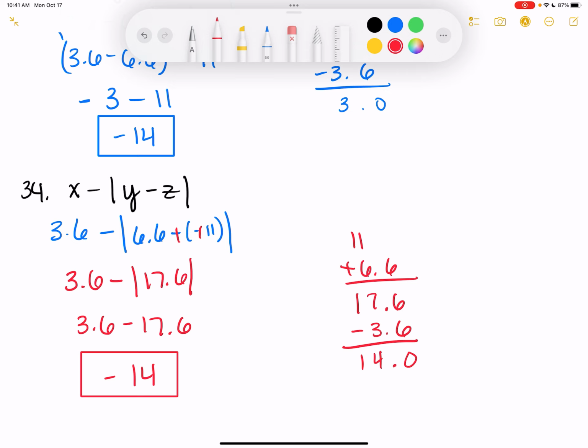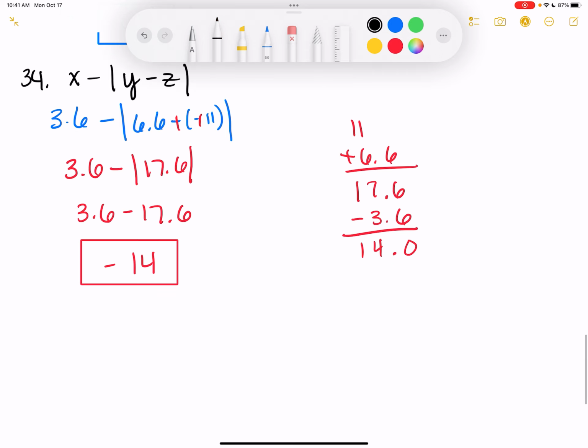All right, this last one I'm going to let you try on your own, and then we'll go over it. So it's x plus y minus z plus 12.9. Okay, so this one doesn't have any absolute value bars, so you just have to follow just normal order of operations for this one.